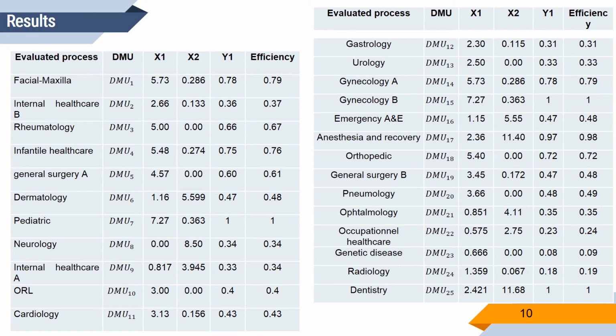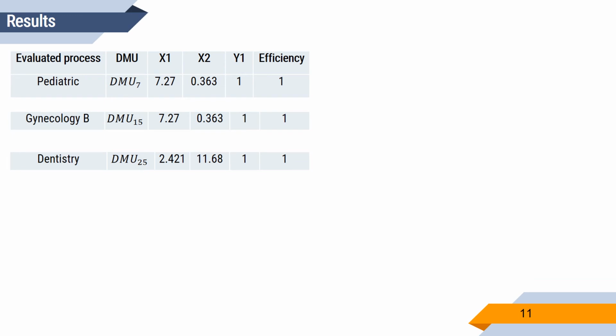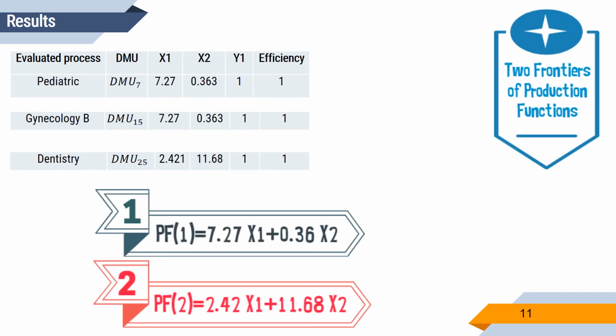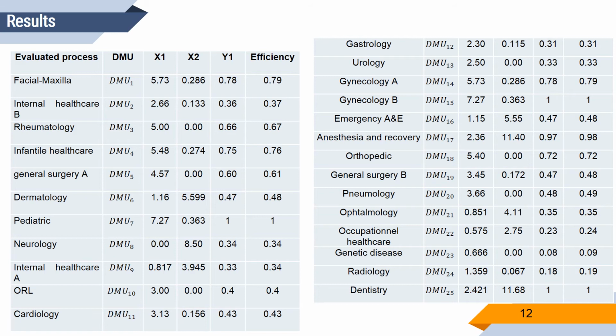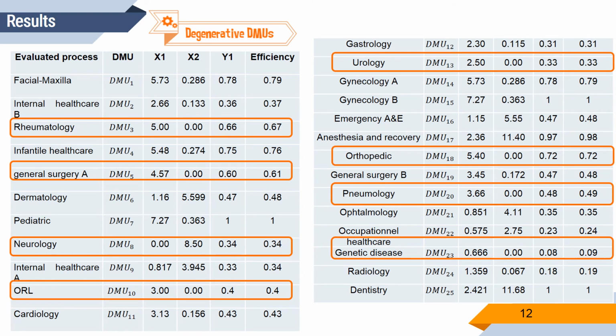These results are developed in the following table. As may be noticed, the dentistry, the gynecology B, and the pediatric are efficient DMUs. By selecting their respective virtual multipliers, 2 frontier production functions are obtained, mainly the PF1 and PF2. In addition, we notice the existence of 8 degenerative DMUs as they present at least one null virtual multiplier. These DMUs will be classified into the nearest frontiers that they confront.